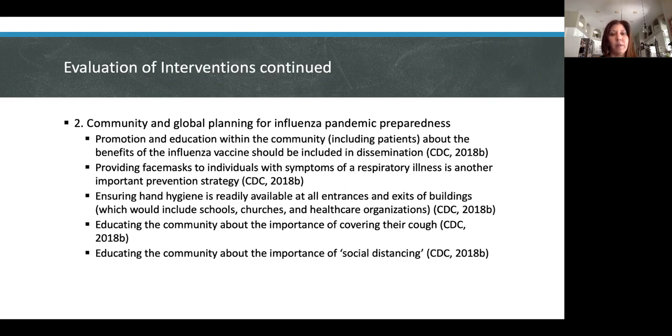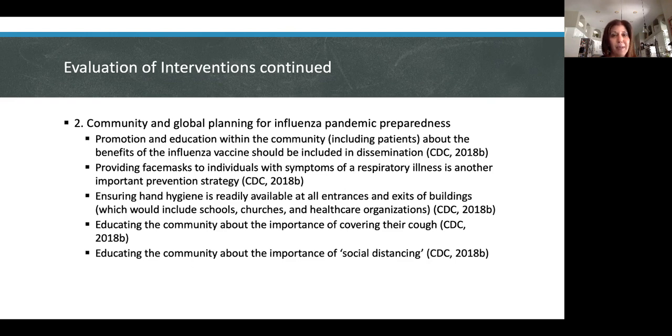The other thing would be providing face masks in the hospitals and all these large organization centers, maybe that would be beneficial. Did people think that was better? Did we have lower rates of influenza because of that? Making sure that hand hygiene is readily available.